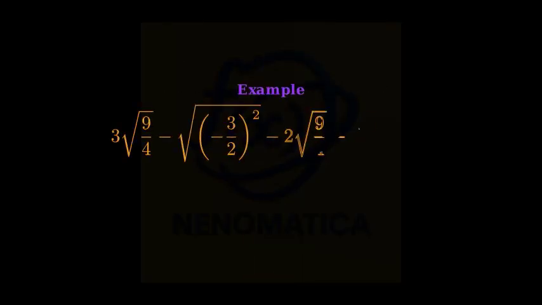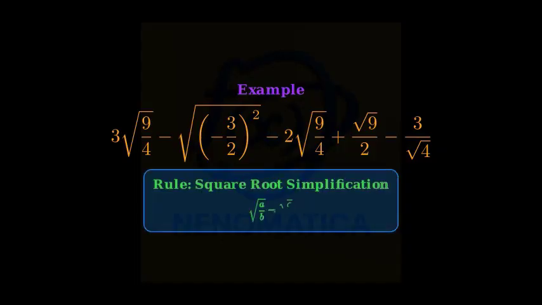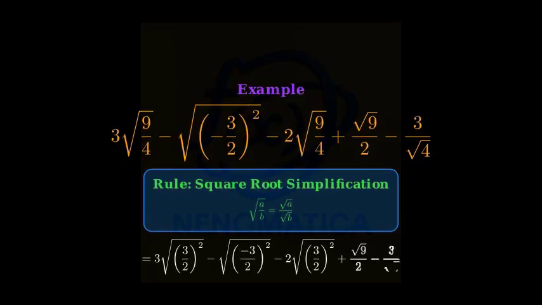We have a complex expression. 3 times the square root of 9 over 4 minus the square root of the quantity negative 3 over 2 squared minus 2 times the square root of 9 over 4 plus the square root of 9 over 2 minus 3 over the square root of 4. Let's begin by simplifying each term. First, let's simplify the square root of 9 over 4 to 3 over 2. We'll do this step by step.